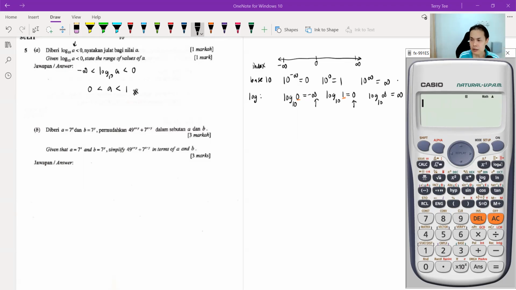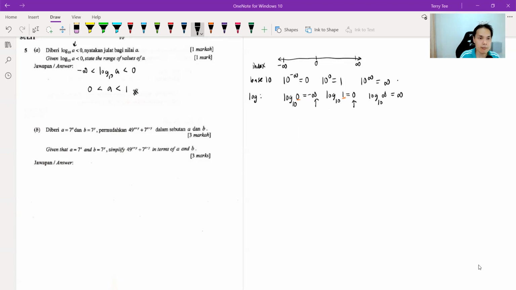Now, let alone take the logarithm of a number that is 0, right? Math error. Okay. So I hope I answer your question on this, right? It's only 1 mark. You just have to write this line, but it's just that some students don't understand the logic behind it. So that's why I explain from here.